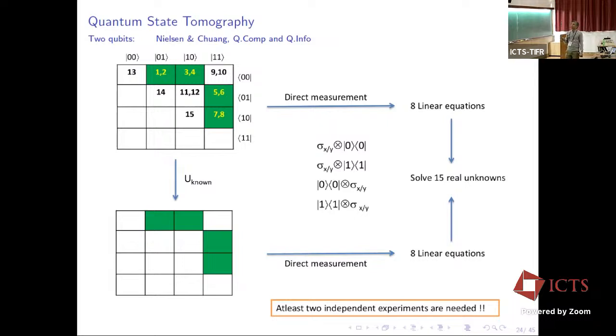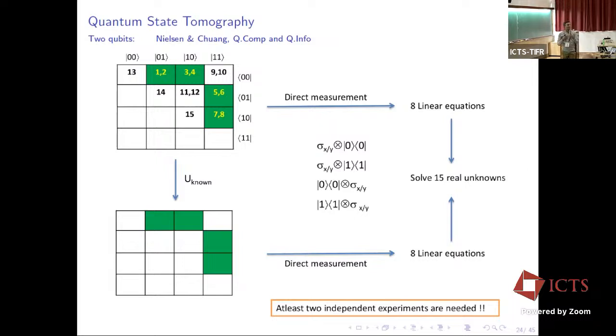If you take 2 qubits, for example, there are 15 real parameters here. The diagonal elements are real, the last diagonal element is fixed by the trace condition, and the rest are complex. So there are 15 unknowns here. And it turns out that in nuclear magnetic resonance, we can measure all these diagonal and off-diagonal elements directly as signal.